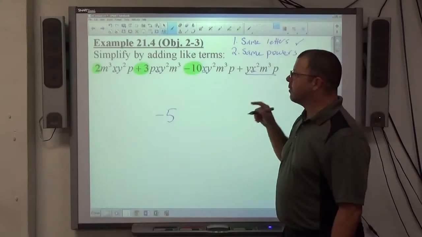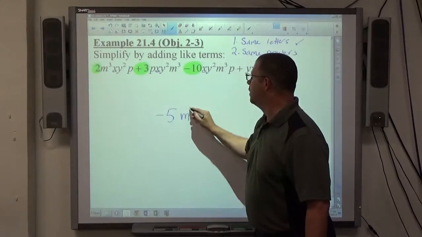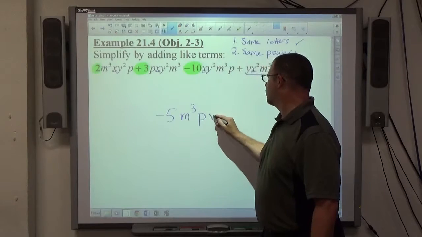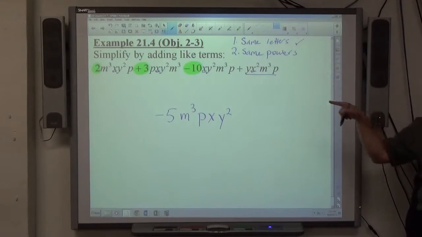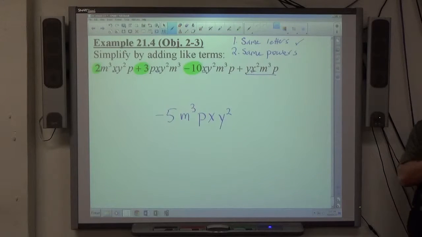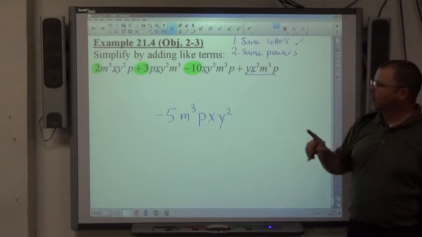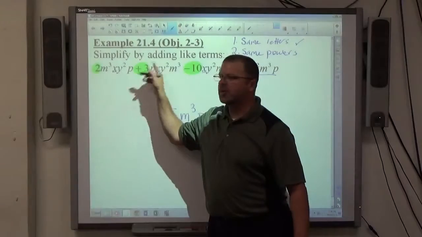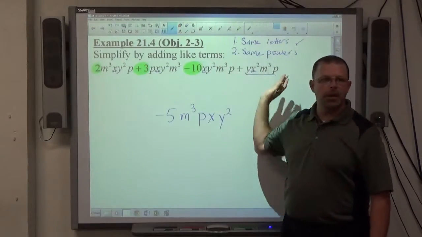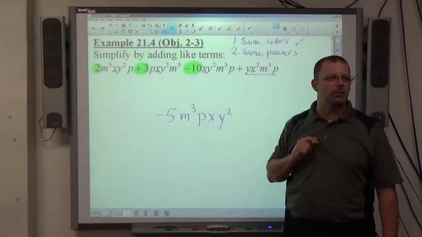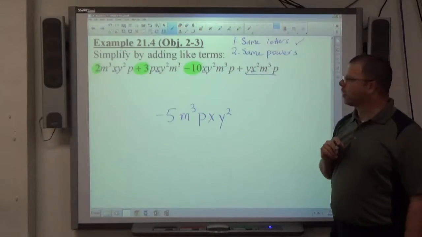What made them the same was the sequence of M cubed, P to the first, X, Y squared. Again, I like alphabetical order. That's how my paper would look. Any sequence of letters having those same powers on each letter would be fine. If you wanted to go with this one, M cubed, X, Y squared, P, fine. P, X, Y squared, M cubed, fine. X, Y squared, M cubed, P. As long as it's those 4 letters to those powers, it doesn't matter what order they're in.